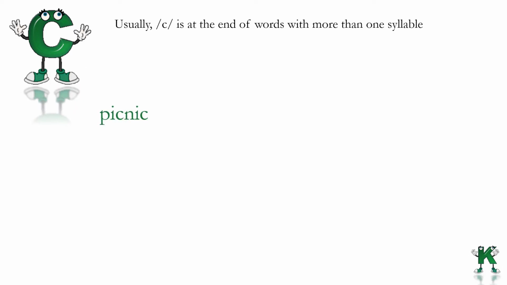So we've got words like picnic. That's a two-syllable word, and look, it ends in C. And we've got magic. Well, that's also a two-syllable word, and it ends in C. And we've got sonic, another two-syllable word that ends in C. And you'll notice most of them end in IC. We're going to talk about that in another lesson, probably in a couple of weeks. Okay, so that's the basic rule with C at the end of a word. More than one syllable, it's going to be a C at the end.